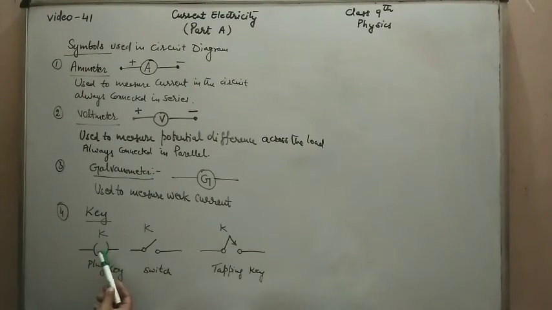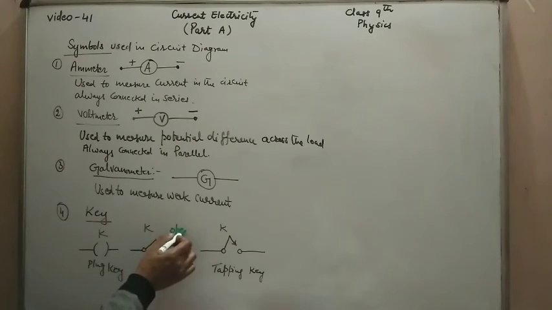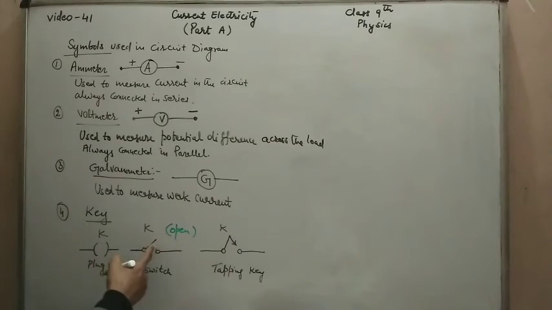Fourth one is key. So there are three keys that I made. One is plug key, this is switch, and this is tapping key. All are representing the open kind of keys. Plug key is also open, switch is also open, tapping key is also open. But if you want to close it, inside the bracket you have to mention one dot. This is the closed plug key now. And here this gap is connected with the second terminal. This is the closed switch. And third one, this arrow will come in contact with the second terminal. So this is the closed tapping key.